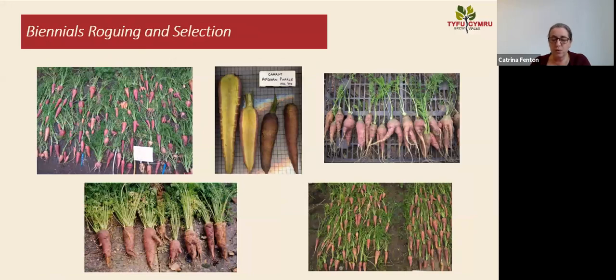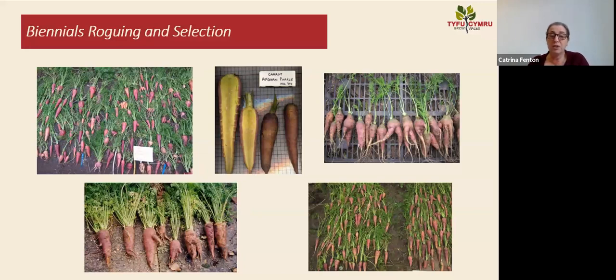And with biennials, of course, there's going to be an additional length of time and additional steps in this process of roguing and selection after that first year's growth. Now, let's look in a bit more detail at a carrot in terms of the roguing selection process. And we will be looking at selection again in the second webinar in a bit more detail, but I will work with this particular example to talk you through it. It's an outbreeder, it's a biennial, and timing is important when it comes to selection.